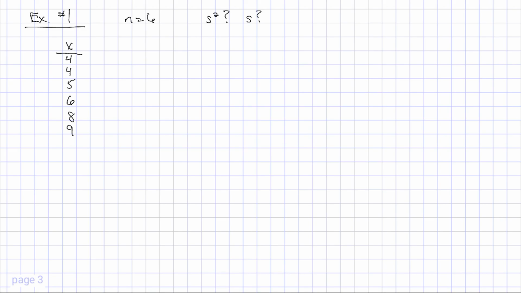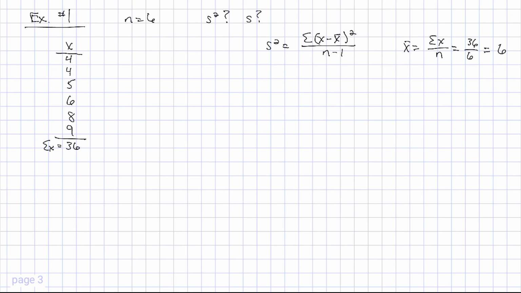So we have these equations. Variance is equal to the sum of x minus x bar squared divided by our sample size minus 1. You will notice that in this equation we need to calculate our average. So that's going to be the first thing that we do. Our average, if you recall, is equal to the sum of the x's divided by our sample size. The sum of our x's for these data is 36. So our average is 36 divided by 6, or 6.